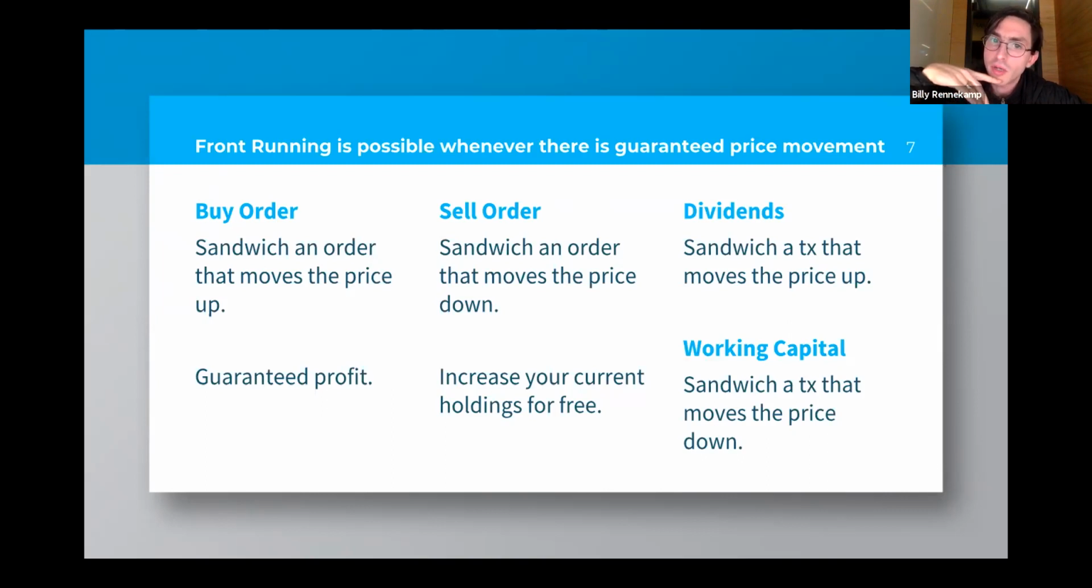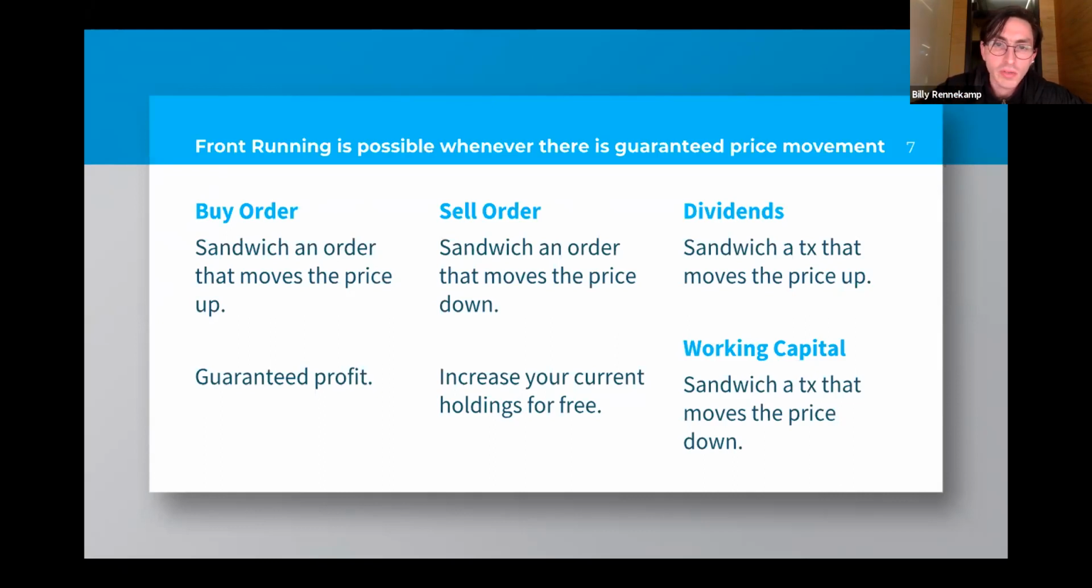Similarly, but less spoken about, is that you can do this with sell orders, which is that when you see a sell order coming in, you can similarly sell right before and then buy right afterwards. This means that you're able to basically increase your current holdings without any sort of risk.